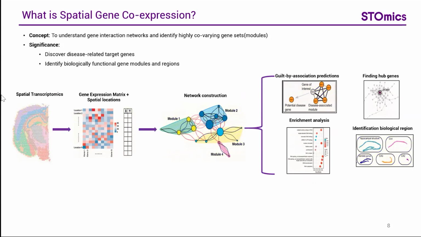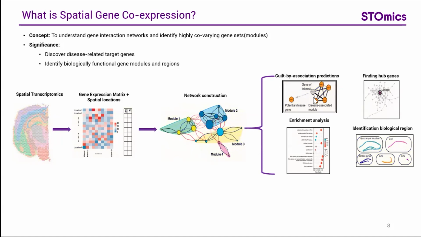Most of the algorithms primarily build correlations between genes based on gene expression and the spatial location data. The goal is to understand gene interaction networks and identify highly covariant gene sets. We call them gene modules. By adding spatial information, we can better discover disease-related target genes and identify biologically significant functional regions and gene sets.